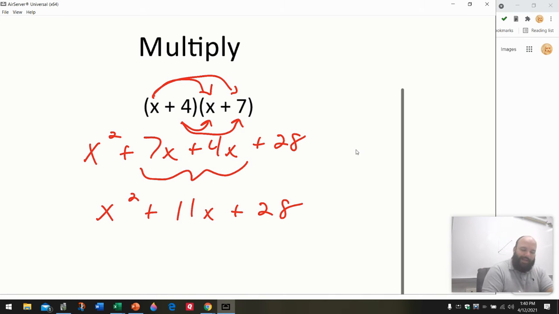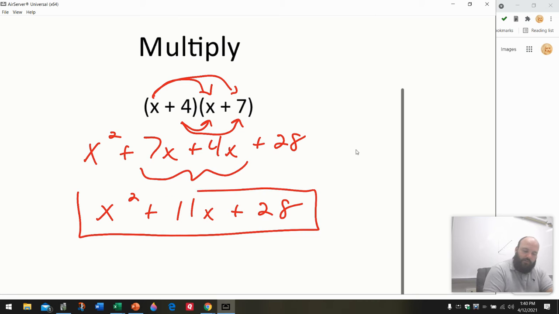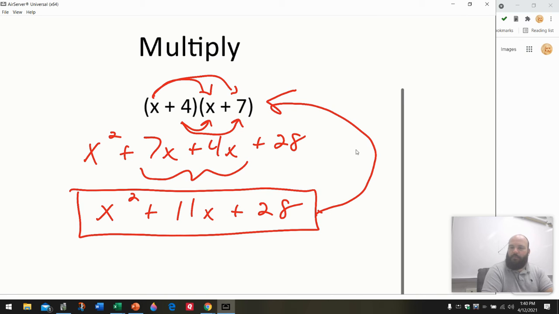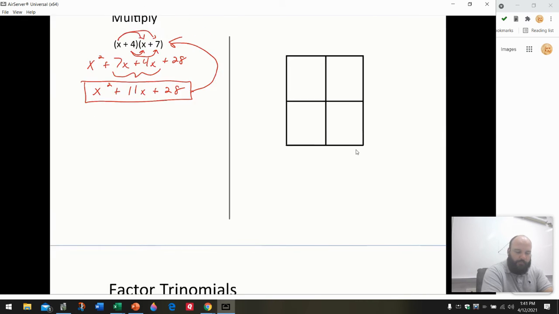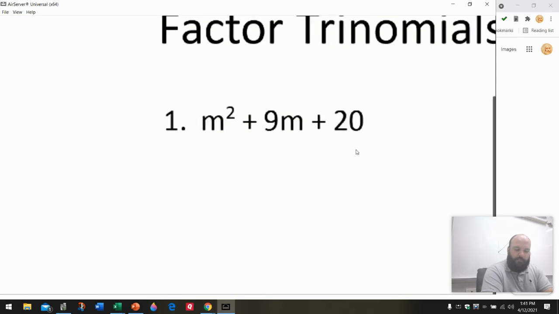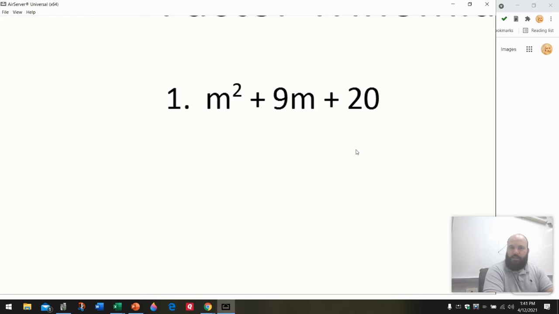Now we need a way to take this answer that we got when we foiled things together and unfoil it, put it back to the way it was before in its 2 separate factored forms. So we don't call it unfoiling, we just call it factoring. It's just another method of factoring. So I'm going to show you how to do that. The way that we do it is we take our trinomial that you can see here. I have m to the second plus 9m plus 20.